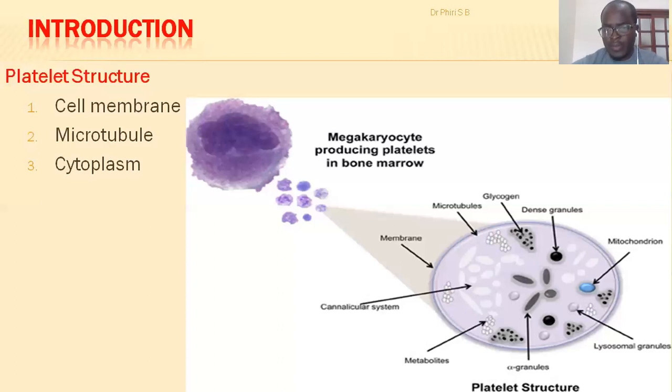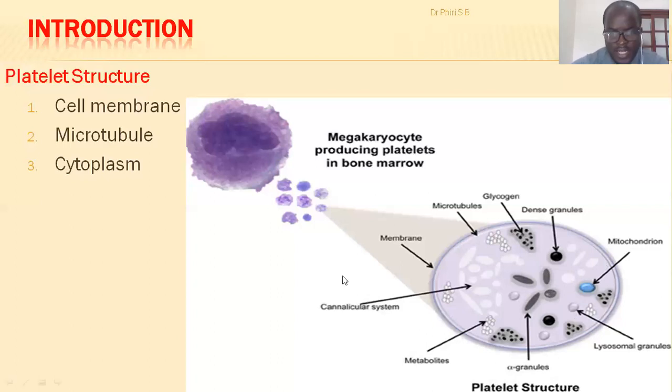Then you can also see in the cytoplasm, you have the mitochondrion or mitochondria. They are not a lot here, so you don't expect much energy coming from the mitochondria because they are not a lot within the platelets. And then you can also have lysosomal granules. Lysosomal granules contain enzymes that are capable of digesting anything. Then you also have metabolites that are coming from metabolism.